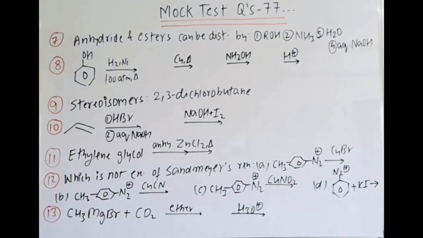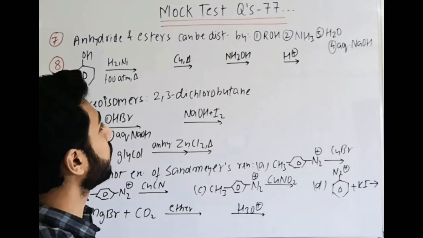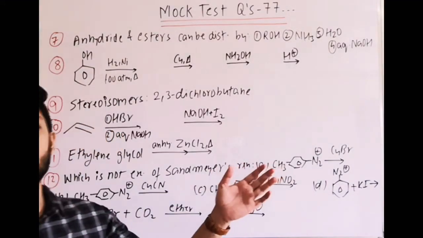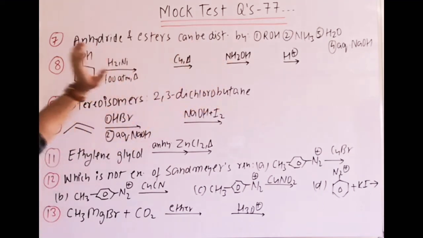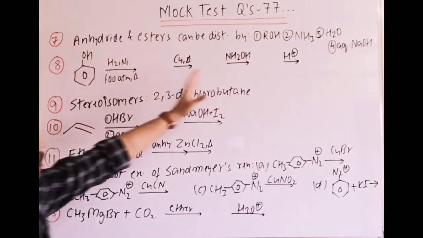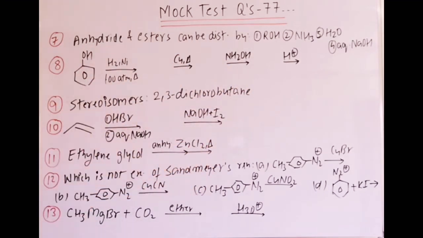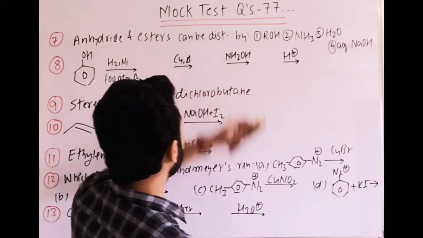Next question is anhydride and esters can be distinguished by. Now among these 4 options we have to select which is the best one. I'm answering question number 7. Anhydride and ester can be distinguished by.